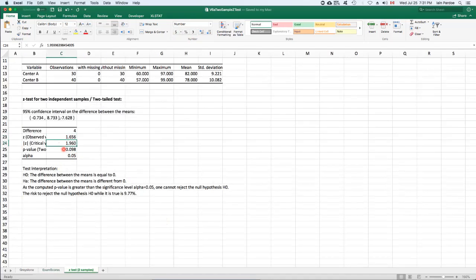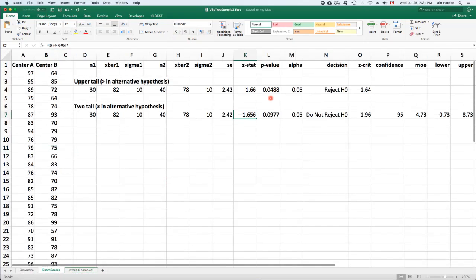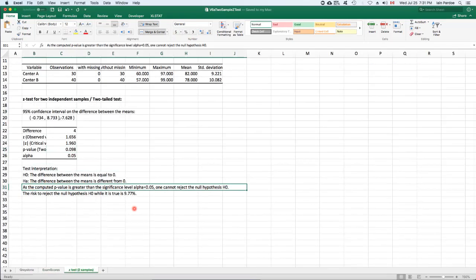1.96 is the critical value. P-value, 0.098. Well, let's go to one more decimal place, 0.0977. If we go up here, 0.0977, I think that's what we got to. Yeah, 0.0977. So there we go. And the decision, again, as the computed p-value is greater than the significance level, we cannot reject the null hypothesis. So for a two-tailed test here, we can't rule out that the population difference in means is 0.